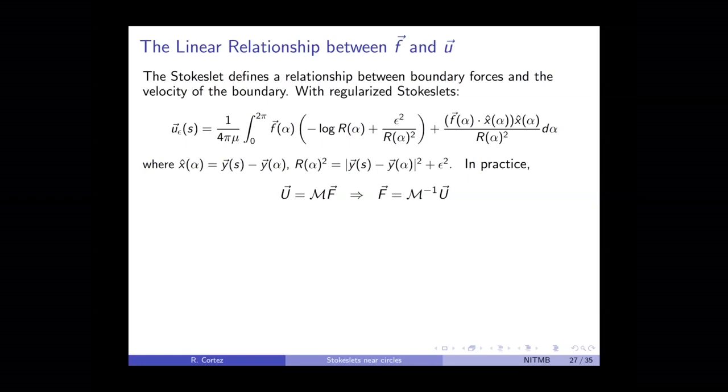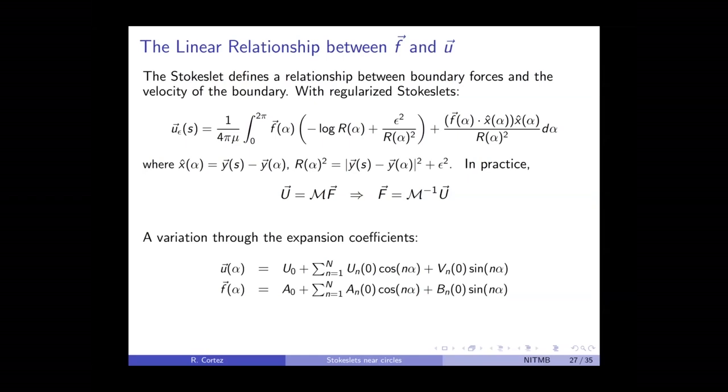We're not doing that. Well, first of all, we don't have regularized Stokeslets. We have singular Stokeslets. But we have expansions, right? We have the Chebyshev expansion of the velocity, and we can have a Chebyshev expansion of the force. So why not connect, instead of connecting the force and the velocity, the coefficients of the expansion of the force with the coefficients of the expansion of the velocity?